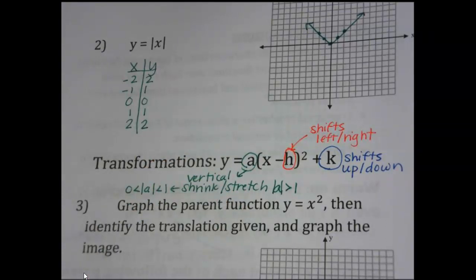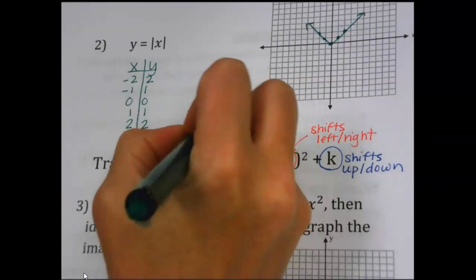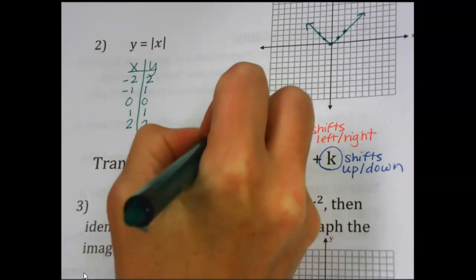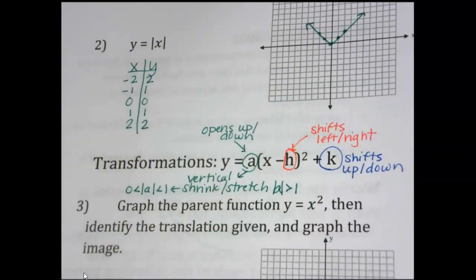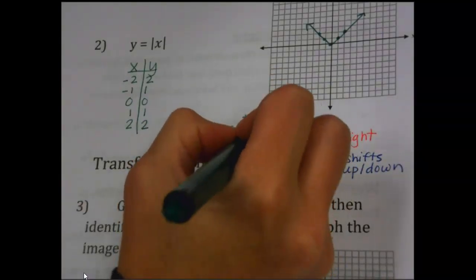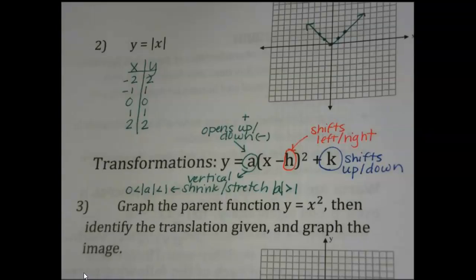Now, that's not all that A does. It also tells us if your parabola is opening up or opening down. If A is positive, it opens up, and if A is negative, it opens down. What we say when we're describing the transformations is that it reflects over the x-axis. So we don't always say it opens down. We just say it reflects over the x-axis.